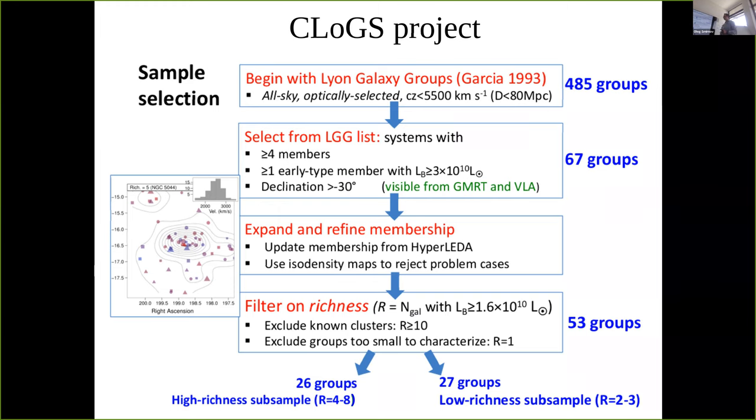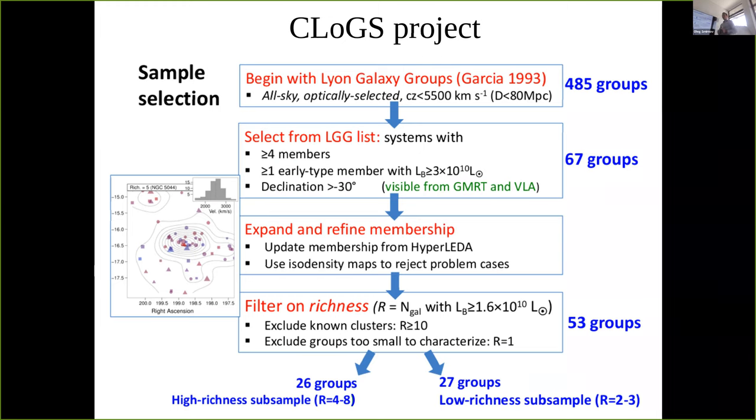Then we further expanded and refined the membership by updating it from HyperLeda. Also, by using isodensity maps, we were able to reject problematic cases. This was also helped by having a filter on richness, which we defined as the number of galaxies having a specific luminosity above 1.6 times 10 to the minus 10. This helps us in excluding non-clusters. So systems that had richness above 10 were non-clusters.